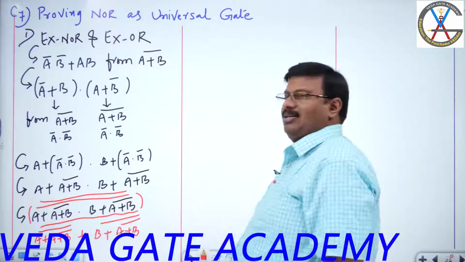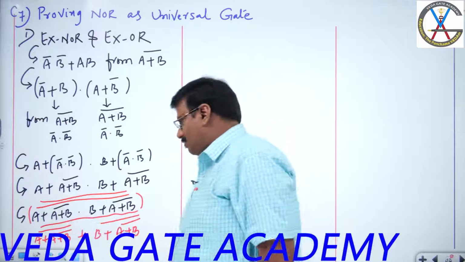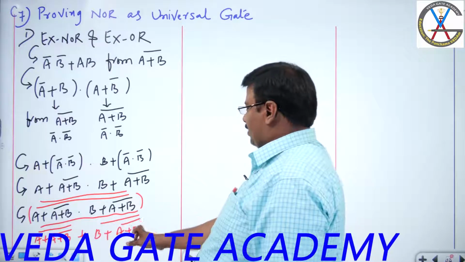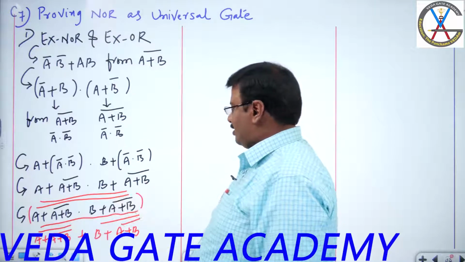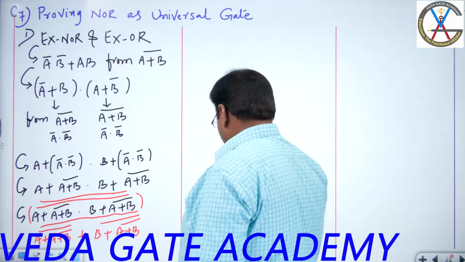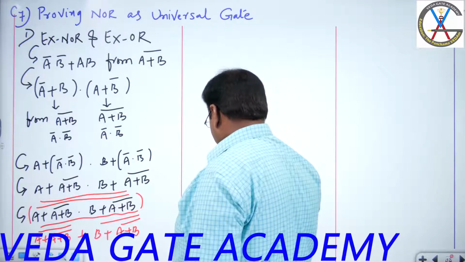So how many NORs are here? How many NORs are here? A plus B bar is 1, A plus B bar is 1, B plus A plus B bar is 1, totally 4 like previous. So let us draw this on the top. It may be congested over here. Let's do that.